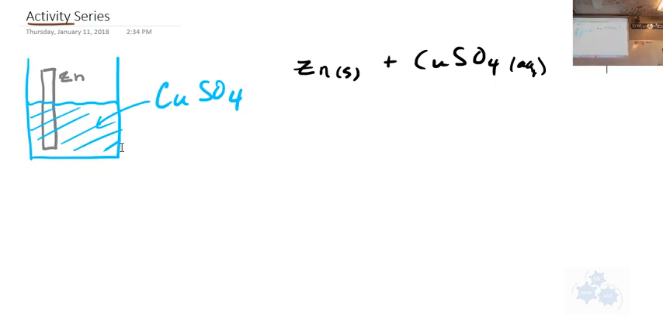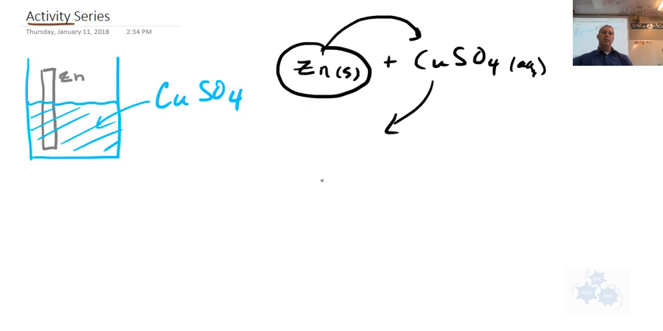Okay? The activity series tells us when this is going to happen, if a reaction is going to happen here at all. And because zinc sulfate's fairly soluble, and copper sulfate's fairly soluble, what happens here? And actually, this is a single replacement reaction where zinc kicks out copper. How do we know zinc kicks out copper?